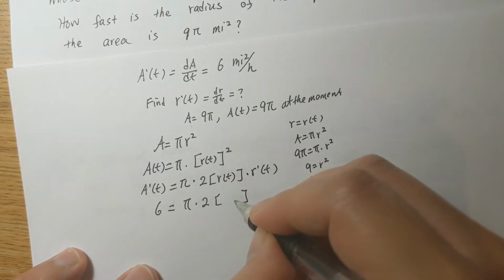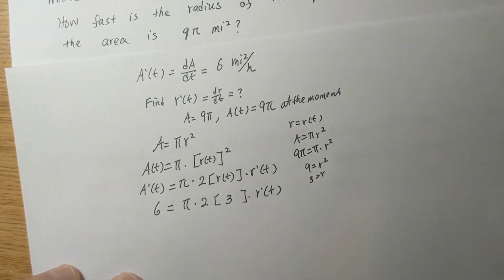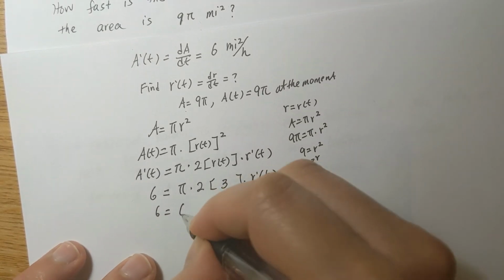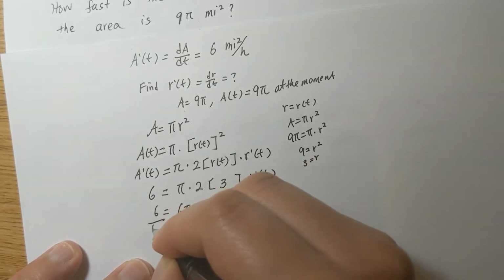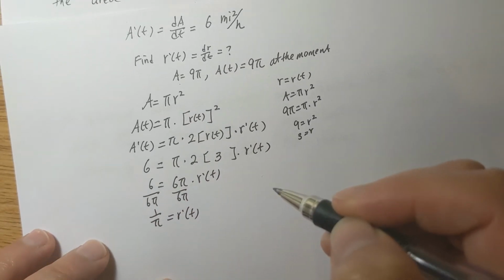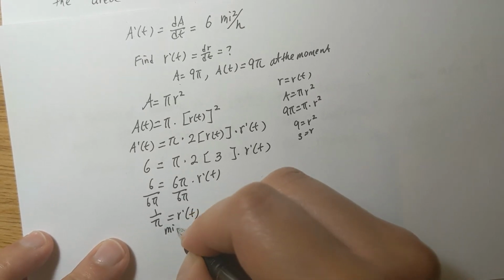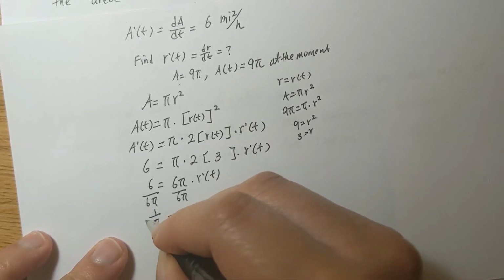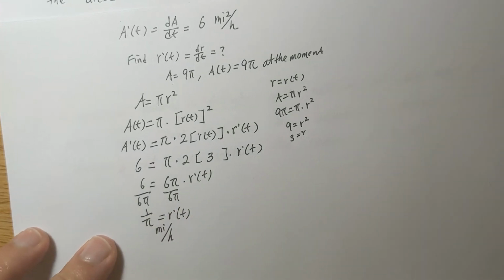So now we're going to substitute. So you get this. Next step, we just solve for R prime of t. So we get 6 equals, so R prime of t equals 1 over pi. Because this is one dimensional, we just put miles per hour. So it tells us the radius is increasing at 1 over pi miles per hour. Positive means increasing. So we finished using one notation.